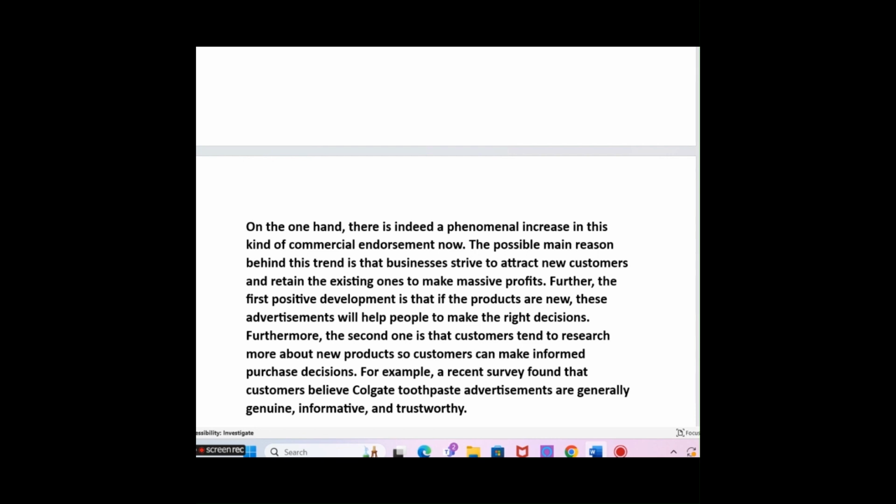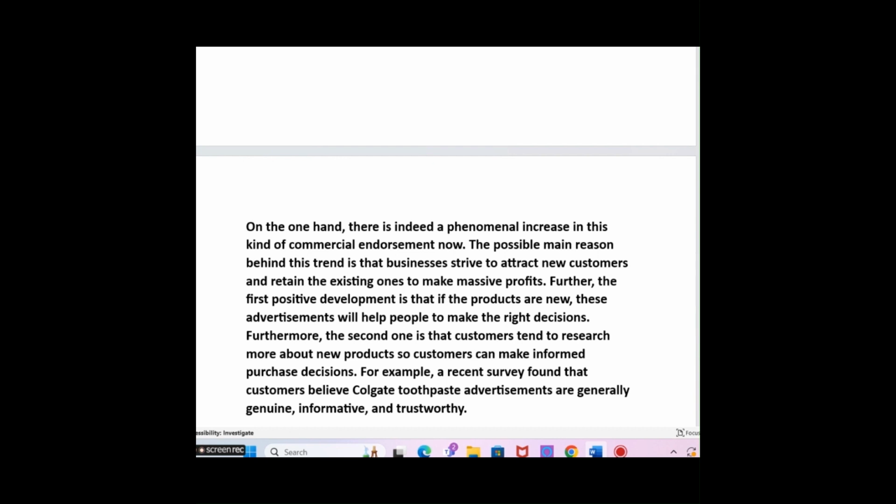Businesses try hard to attract new customers and retain the existing ones to make massive profits, huge profits. Further, the first positive development is that now we are addressing the second part of the question. You have to address the question fully to get more marks. This is also a fixed template. If the products are new, these advertisements will help people to make the right decisions. This is the first advantage or positive development.